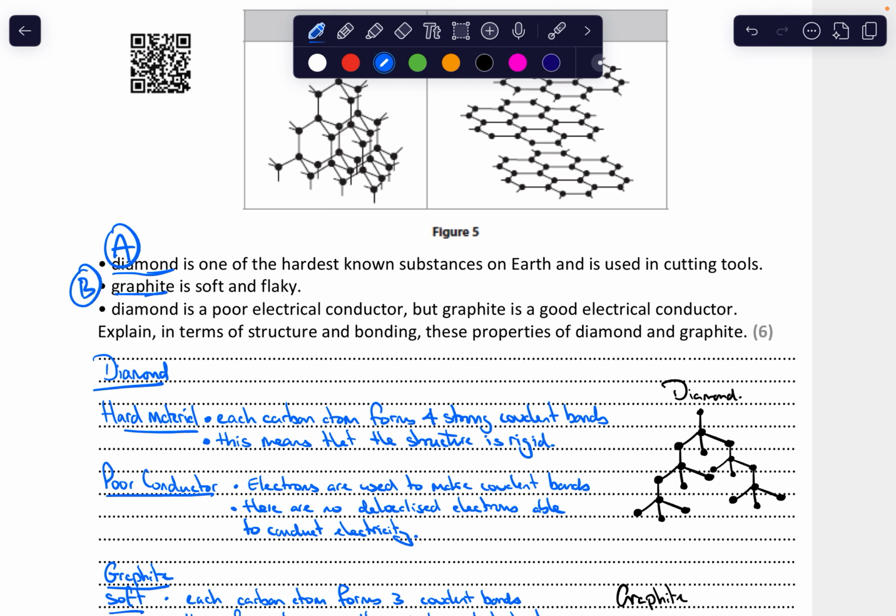I want to explain, number 1 for diamond, why it's the hardest material. So why is it hard? And I want to know why graphite is soft. So B part 1 is why graphite is soft. And then I want to be able to explain why diamond is a poor conductor. And then I want to explain why graphite is a good conductor. So it's A part 1 and 2, and then B part 1 and 2 in order to get the marks for the question.